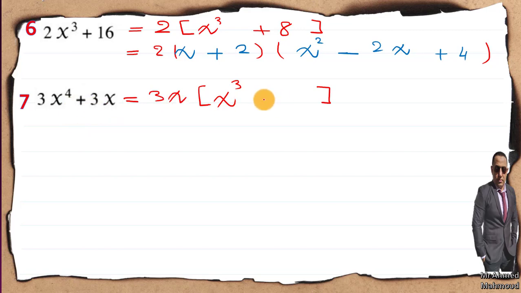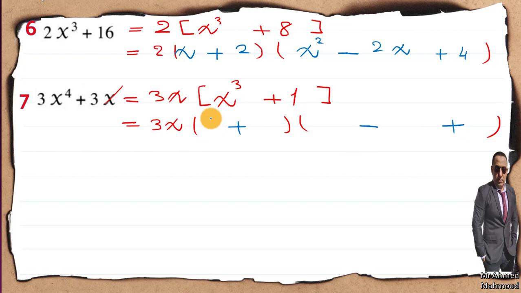3 divided by 3 is positive 1. I wrote 1 here because x over x cancelled, so I have to write a number, so this is 1. Okay, now x power of 3 plus 1 is a sum of 2 cubes. So I'm going to write 3x first, and open a small bracket and a big bracket, and then distribute the sign as usual. Here plus, and here it's the opposite, minus, and here always plus.